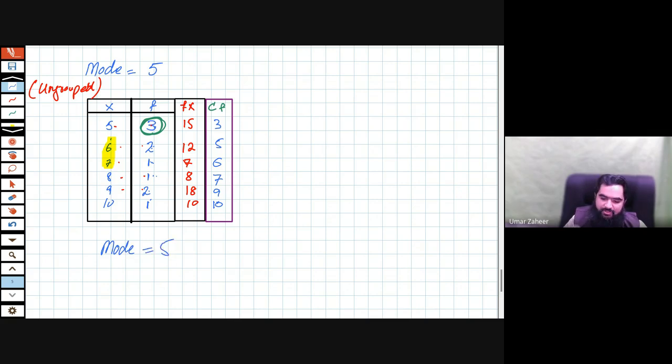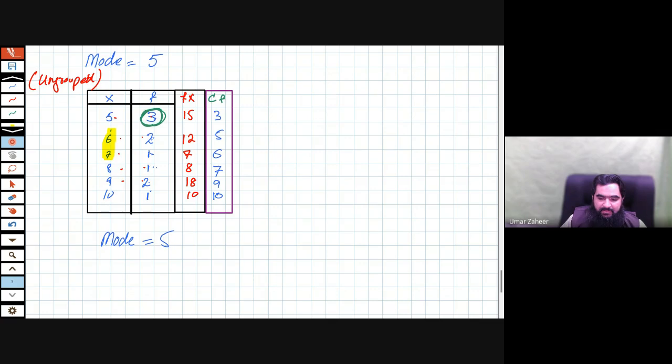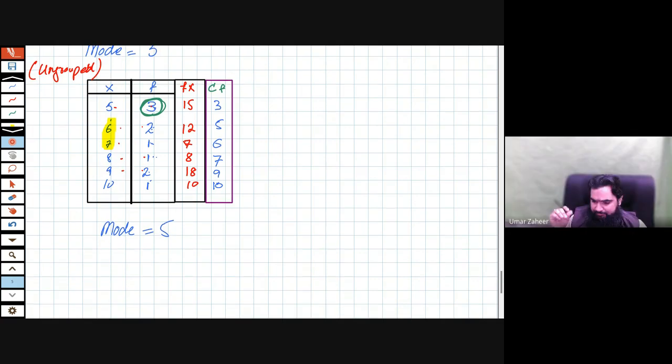So the mode is 5. Most of the students are going to make the mistake. They are going to write 3 as the mode. 3 is just counting how many times a number is repeated. Your data is 5, 6, 7, 8, 9, and 10. This is not your data. This is your counting. 5 is repeated 3 times, 6 is repeated 2 times, 7 is repeated 1 time. There is a very common mistake that most of the students write the answer 3 here. 3 is the frequency of 5. 3 is not data. Yes, you get my point? All right. So we'll get the mode.